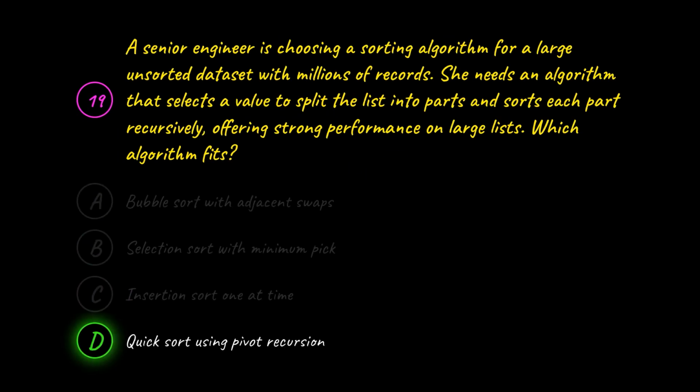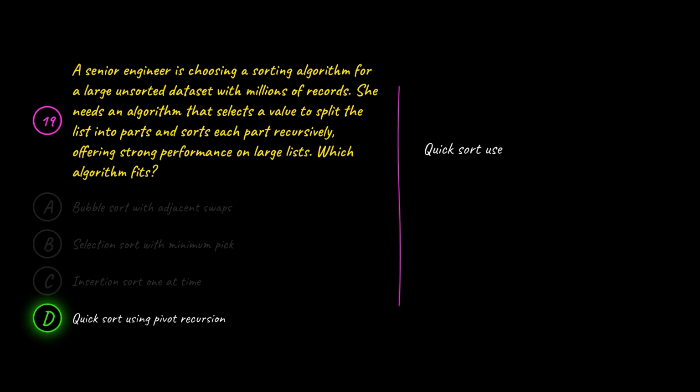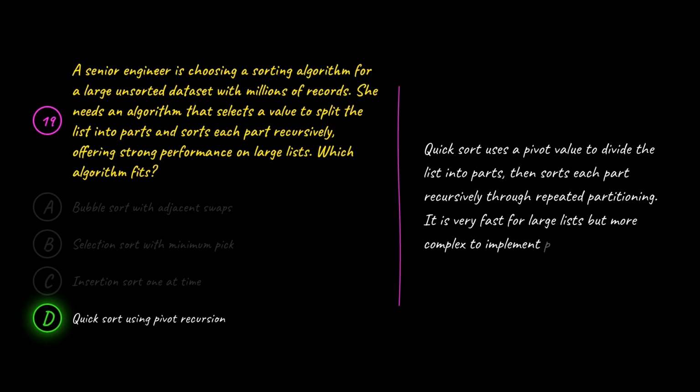The correct answer is D. Quick sort using pivot recursion. D is correct because quick sort uses a pivot value to divide the list into parts, then sorts each part recursively through repeated partitioning. It is very fast for large lists, but more complex to implement properly.